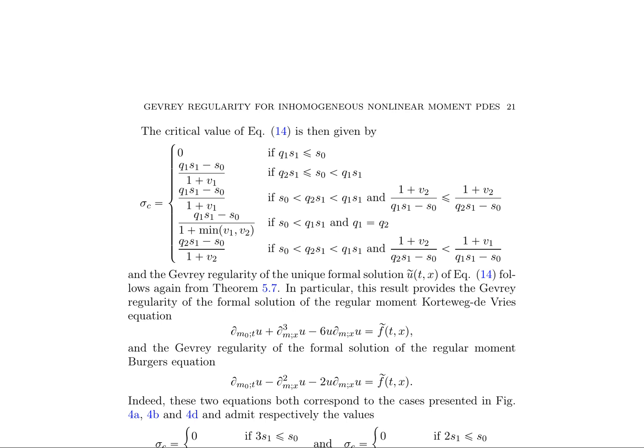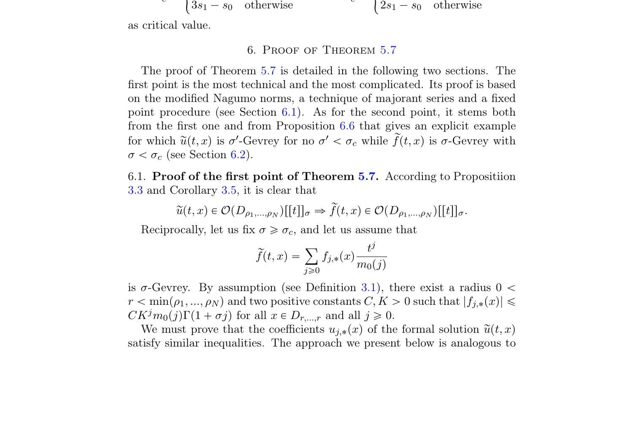The first part employs modified Nagumo norms, a technique of majorant series, and a fixed-point procedure to establish the Gevrey regularity of the formal solution. The second part of the proof utilizes the first point and Proposition 6.6 to demonstrate that the formal solution is sigma 1 Gevrey for no sigma 1 less than sigma c, while the remainder function is sigma Gevrey with sigma less than sigma c. The paper also addresses the reciprocal relationship between the Gevrey regularity of the remainder function and the formal solution.